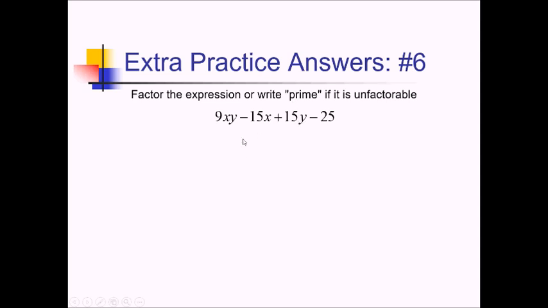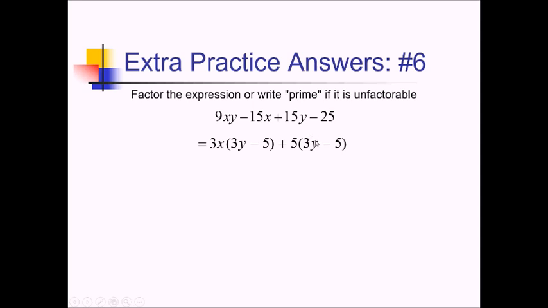So let me take a common factor out of the first 2 now. They're both divisible by 3, and we can also take an x out of both of those. So 3x comes out. 9xy divided by 3x leaves us with a 3y for that first term. And then negative 15x over 3x, that's going to be minus 5. Next, out of the last 2 terms, we can just take a 5. And that leaves us with a 3y minus 5.